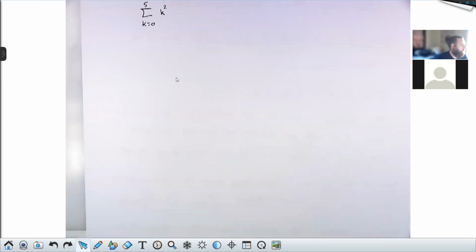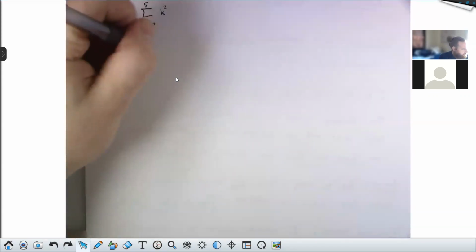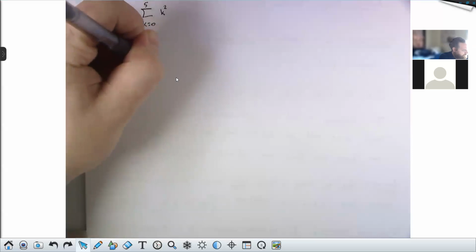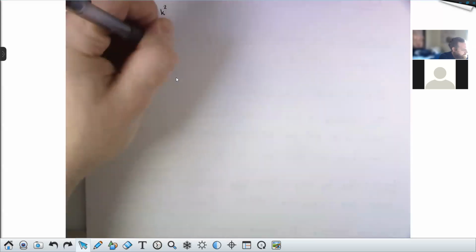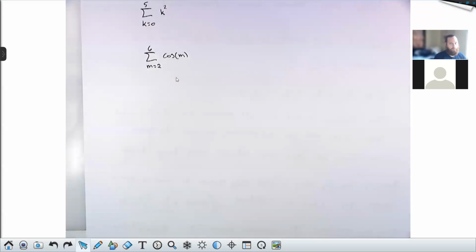So I could calculate sigma n from 1 to 4 of 1 over n, or sigma k from 0 to 5 of k squared, or sigma m from 2 to 6 of the cosine of m. Just some examples here. Whoop. You guys can't see the first sheet.